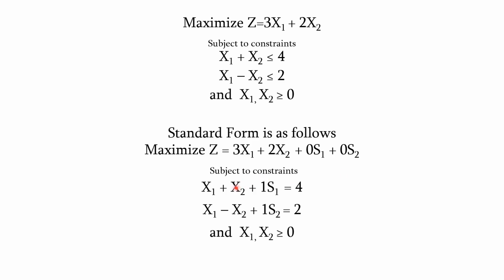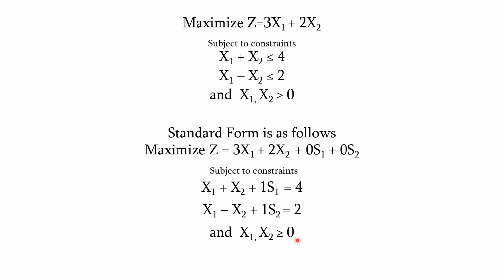Then the first constraint is x1 plus x2 plus 1 into s1. You are adding the first slack variable in the first constraint, so this inequality has changed to equality: equal to 4. And x1 minus x2 plus 1 into s2 is equal to 2. You have added the second slack variable over here. And x1 and x2 should be greater than or equal to 0.